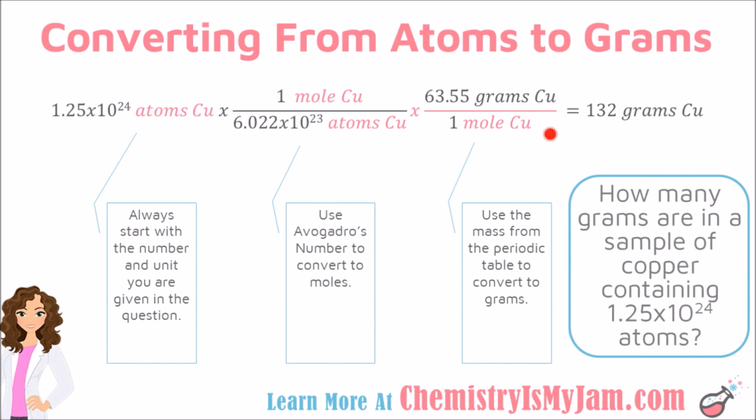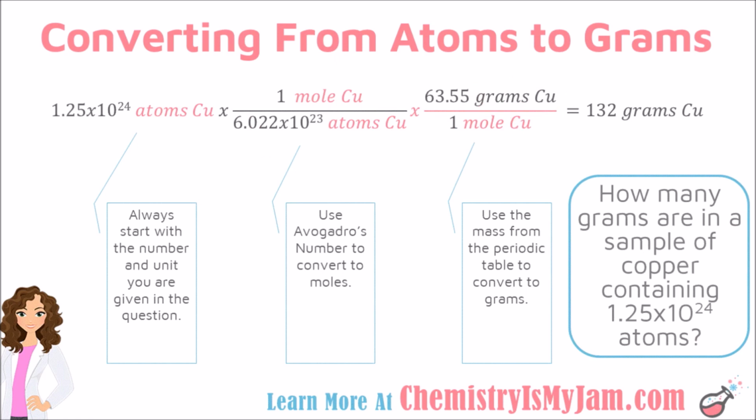So now I'm going to have moles on the bottom of my next fraction and I'm going to go from moles to grams. When I go from moles to grams, I use the average atomic mass from the periodic table. So 63.55 grams per mole is now the molar mass of copper. Take a step back and make sure that your units make sense. Atoms has canceled out. Moles has canceled out. I've gotten to my desired unit of grams.